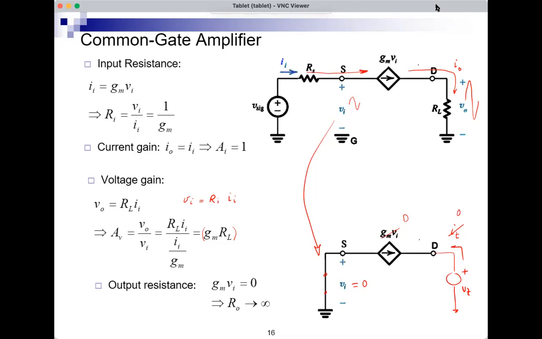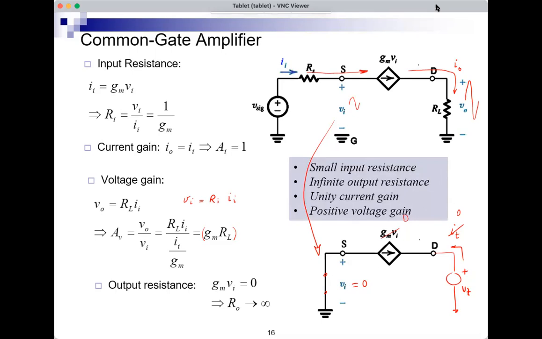So this amplifier has an infinite output resistance, and we said previously that it has a relatively small input resistance. So small input resistance, large output resistance, current gain equal to 1. These are interesting characteristics. And if we want to make use of such a configuration with such characteristics, this can be used as what we call a current buffer. A current buffer is a circuit that has a small input resistance, a large output resistance, and a unity or almost unity current gain.